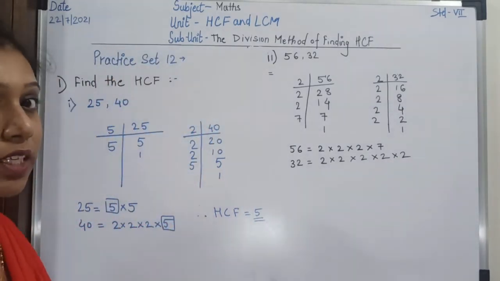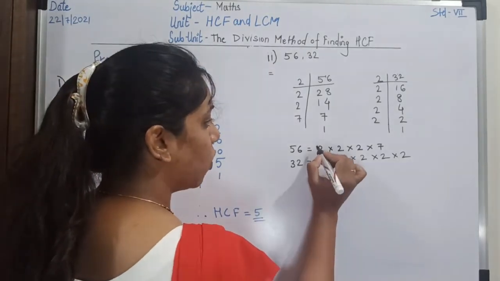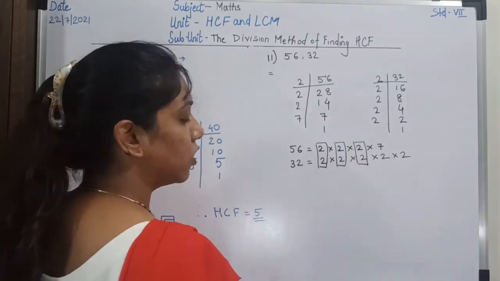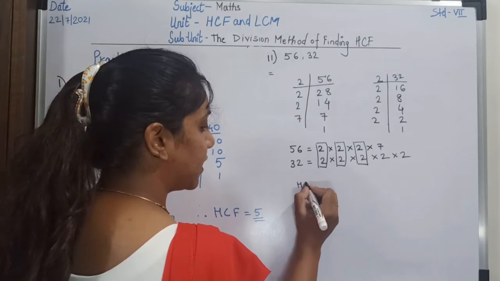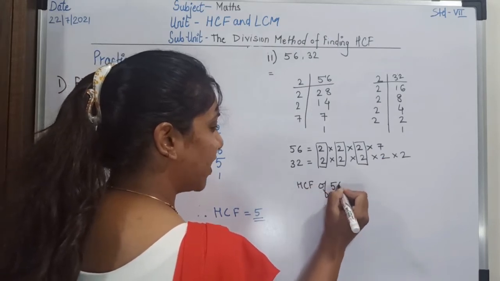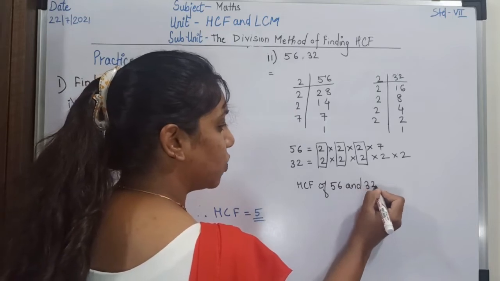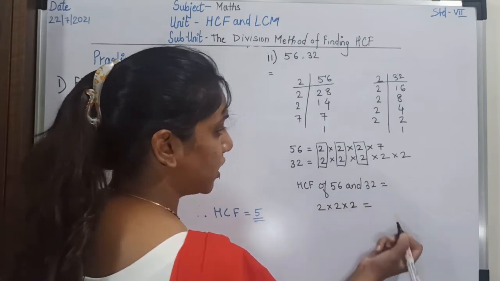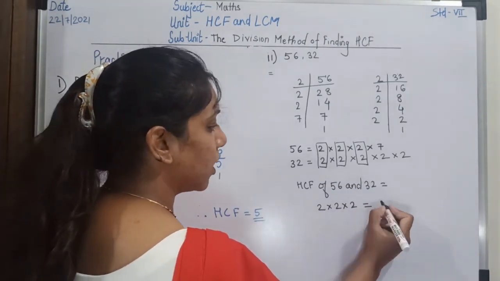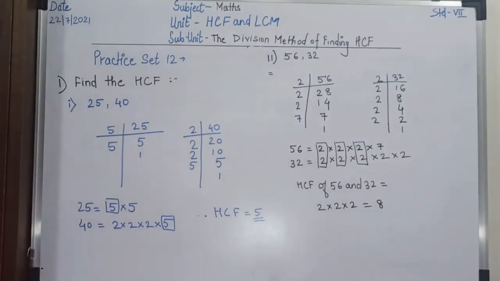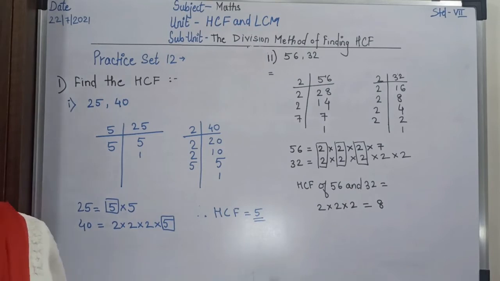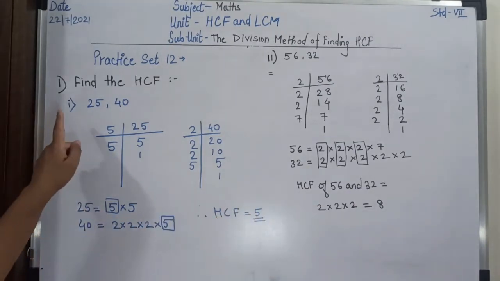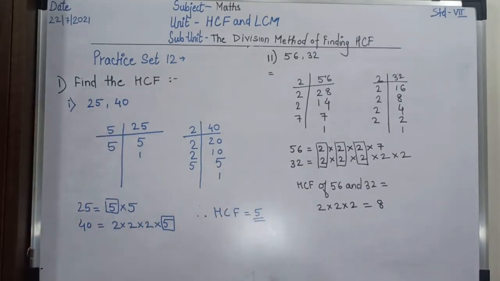So in HCF, we only take the common factors, right? So common factors will be 2, 2 and 2. So HCF of 56 and 32 is equal to 2 into 2 into 2, which is equal to 2 2s are 4, 4 2s are 8. Okay, children? We have solved the first and the second question. So the HCF of 56 and 32 is 8. HCF of 25 and 40 is 5. I'll erase this all, okay?